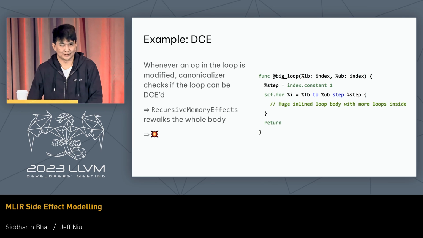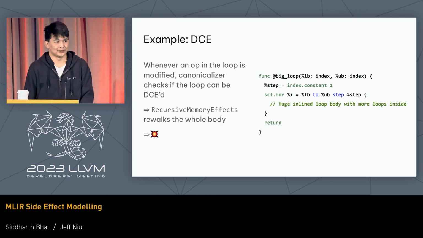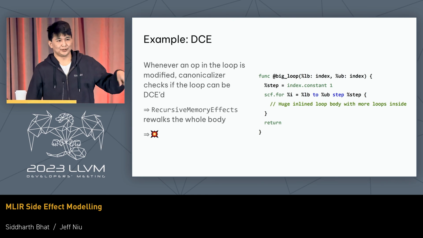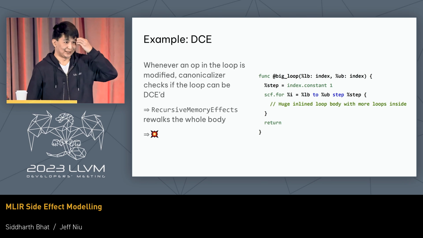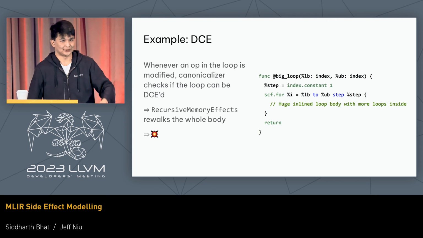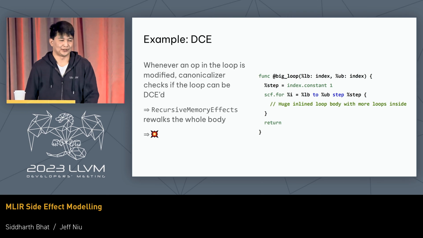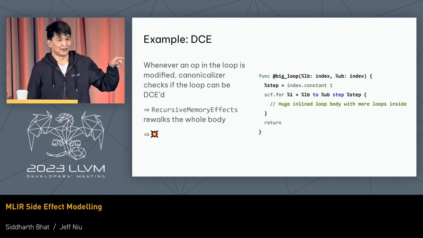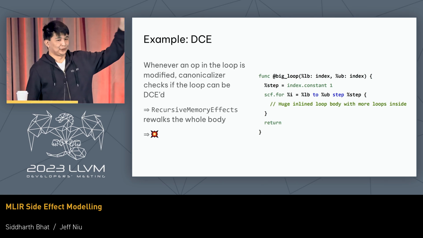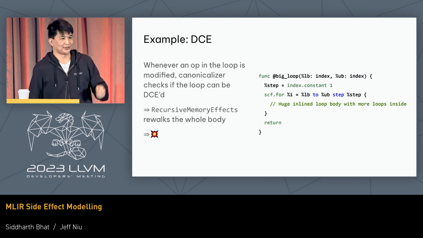Another problem with upstream side effect modeling is the recursive memory effects. What recursive memory effects does is it considers the effect of the operation to be the union of all the effects of the operations inside its regions. It walks all of the ops in the region and collects the memory effects. The problem here is that if you have a loop with a very large body and say that the canonicalizer changes one op in the body, then the canonicalizer will go back up to the loop op and say, hey, please recompute your memory effects and tell me if you're now side effect free.